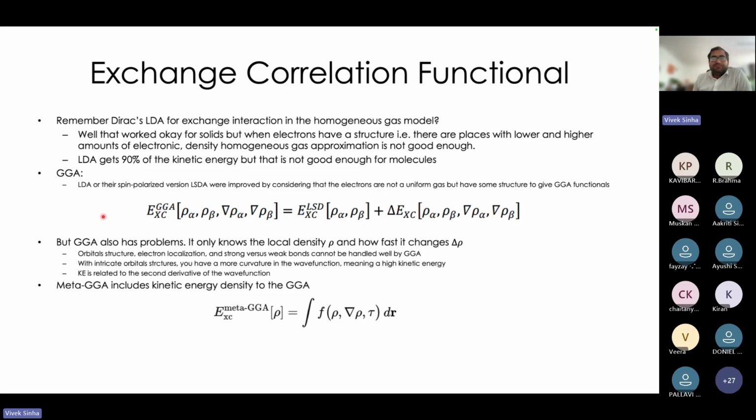Then comes the meta-GGA. Meta-GGA takes it one step further. It considers the local density in the homogeneous gas. Then it says, oh, it's not homogeneous alone, it has some structure, so there is a bit of derivative. And then it puts in the kinetic energy, which is the second derivative of the wave function. With meta-GGA, you are able to look into strong and weak bonds. You are able to look into spaces with different gradients of the electronic density, and you can describe the bonds more accurately.